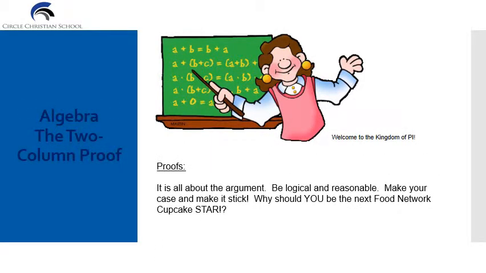Welcome to proofing. The first proof that we do is going to be in algebra, and the most common proof that we do is called a two-column proof. It's all about the argument, coming up with a statement and then some sort of reason, whether it's algebra, a definition, a postulate, or a theorem, that you were allowed to go make your statement.